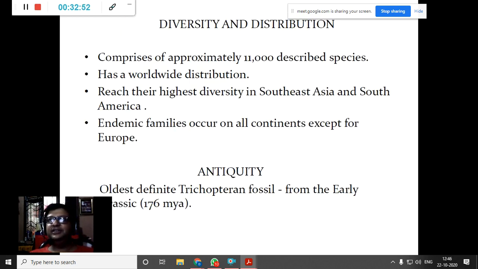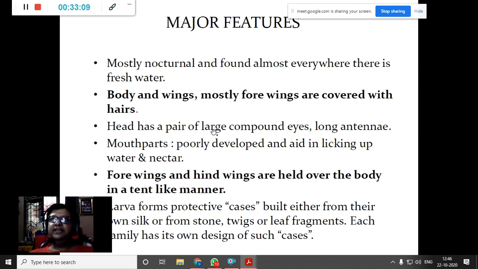forensic entomology. The diversity of the distribution: there are around 11,000 species described, worldwide distribution, highest diversity in Southeast Asia and South America, and 176 million years ago you found fossils. Major feature, mostly they are nocturnal. In the night they are found almost everywhere there is fresh water.